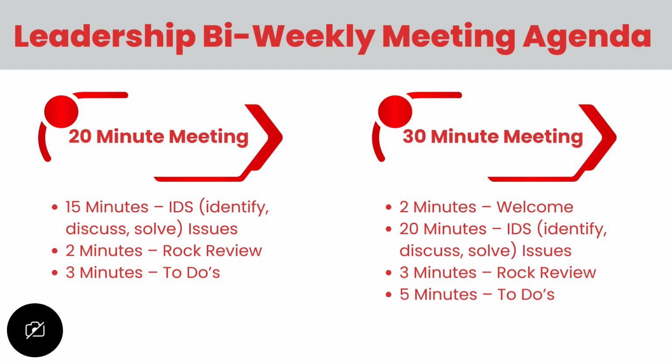depending on each agenda. In the 20-minute meeting, we will take 15 minutes to IDS or identify, discuss, and solve issues. We will take 2 minutes to review quarterly rocks, and we will have 3 minutes to review to-dos. In our 30-minute meetings that will be a little bit longer, we'll have 2 minutes for a welcome, 20 minutes where we will IDS problems and issues. We'll have 3 minutes for our rock reviews and 5 minutes for our to-do list.